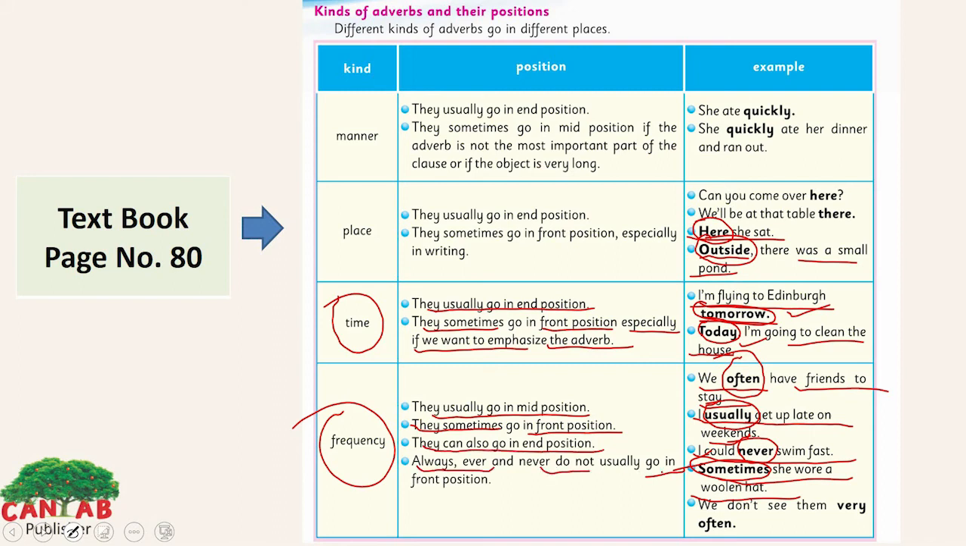Always, ever and never do not usually go in front position. आपका जो adverb of frequency है, always, ever and never कभी भी front position में नहीं आ सकता. Like it makes no sense. Never I could swim fast. Like it makes no sense. Always I swim fast. We don't see them very often. आपका क्या है? End में आ जाएगा. Very आपका adverb of degree हो जाएगा और often आपका adverb of frequency.